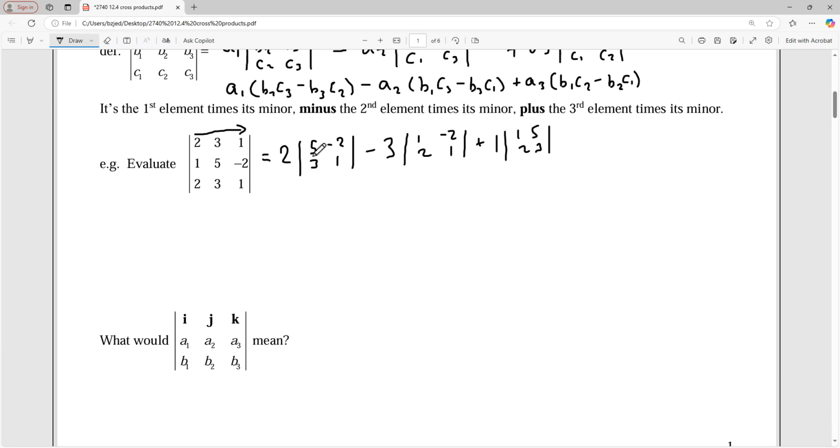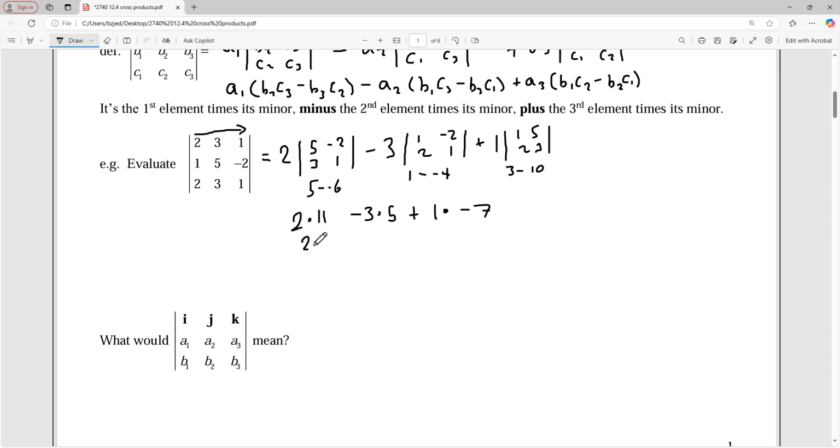From here, I'm going to find the determinant. 5 times 1 is 5, minus -2 times 3 is -6. I think this is going to work out to positive 11. So I have 2 times 11 minus 3 times, I'm going to figure that one out in a second. 1 times 1 is 1, minus -2 times 2 is -4. 1 minus -4 is 5. So it's going to be a 5 here. Plus 1 times 3 is 3, minus 5 times 2 is 10. I'm getting -7.